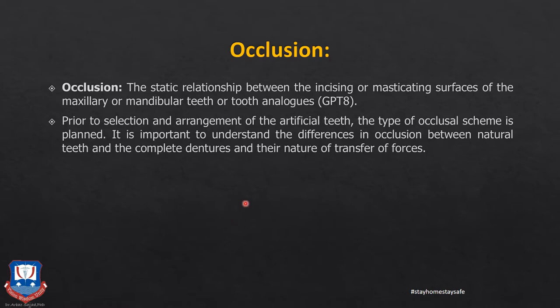Prior to the selection and alignment of the artificial teeth, the type of occlusal scheme is planned. That is whether we are going to go for a balanced occlusion or a lingualized occlusion or a monoplane occlusion, or whether we are not going to use balanced occlusion at all.